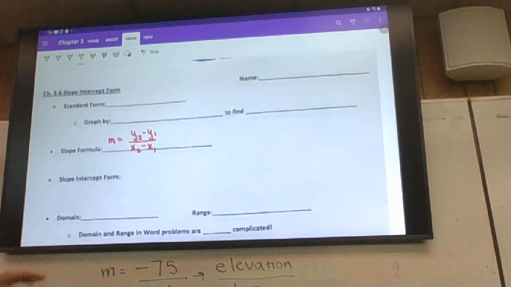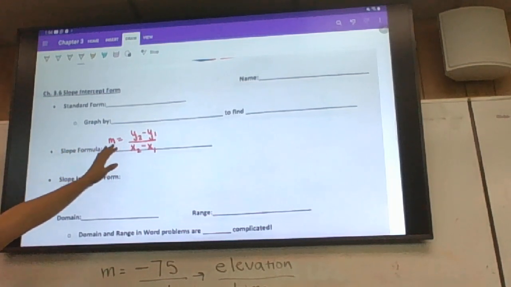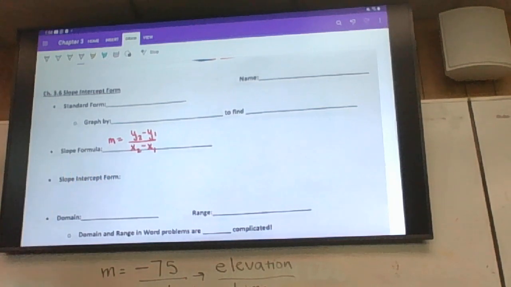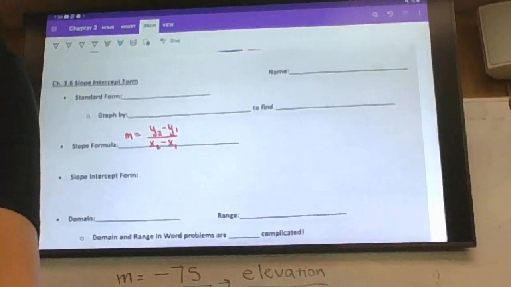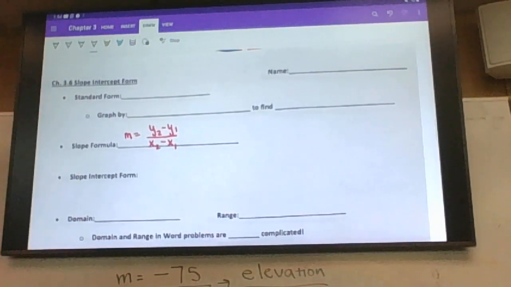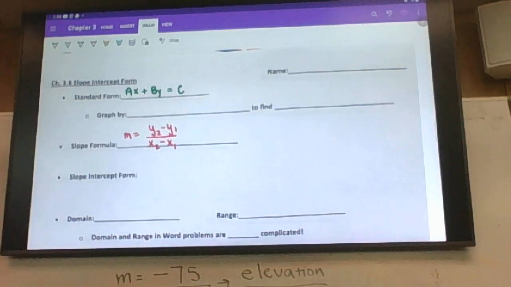Alright, so slope formula, this is the second bullet point, is what we were just doing: m equals y2 minus y1 over x2 minus x1. Now I'm going to go to standard form, which is ax plus by equals c. I remember this. It's not one that you use a lot, to be honest. There's not that many word problems that go with it.